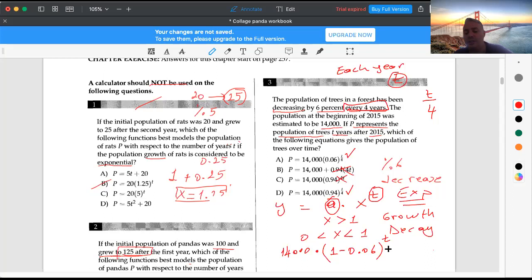1 minus 0.06 will be 0.94. For that reason, the answer is D. Check it one more time, please. Question and the solution.